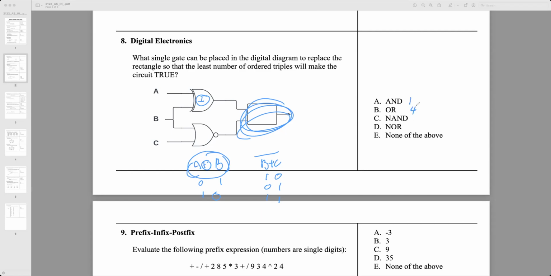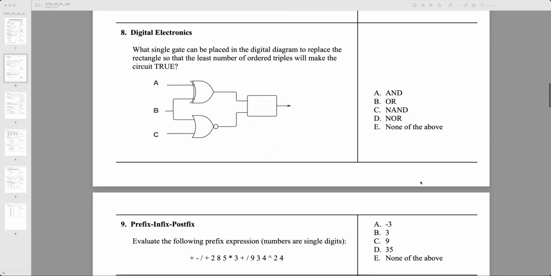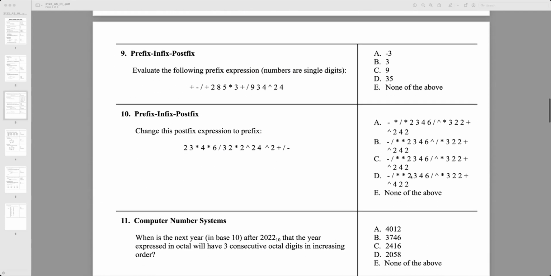If I do not and, there's much more, because if there are three variables, there are 8 combinations, and only one of them works for and. Not and means it's going to be 7, and this is going to be 4, because we're doing the opposite of this. So it's 7 and 4, and obviously out of this, the and is the smallest. This one was kind of complicated, but what you have to do for this quite literally is brute force it and just try out a lot of things.